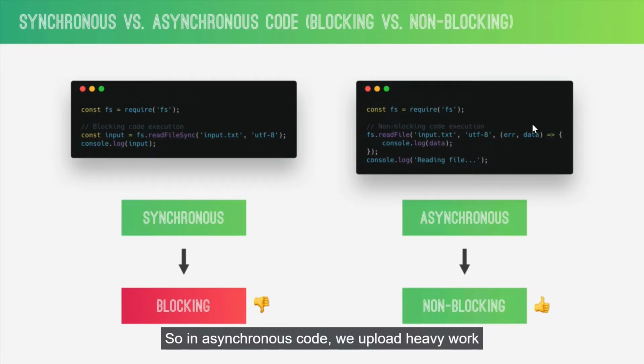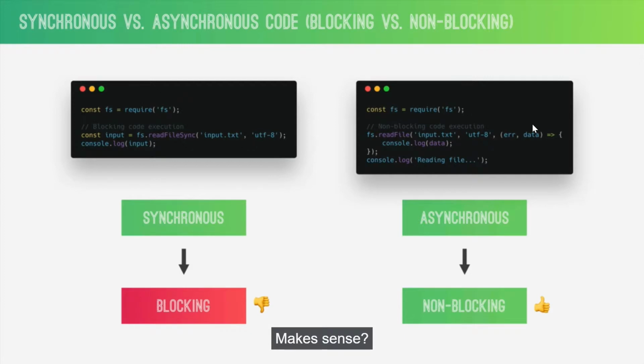So in asynchronous code, we offload heavy work to basically be worked on in the background. And then, once that work is done, a callback function that we registered before is called to handle the result. And during all that time, the rest of the code can still be executing without being blocked by the heavy task, which is now running in the background. So what this means is that we can effectively defer our reaction into the future in order to make the code non-blocking. And this is of course much better.